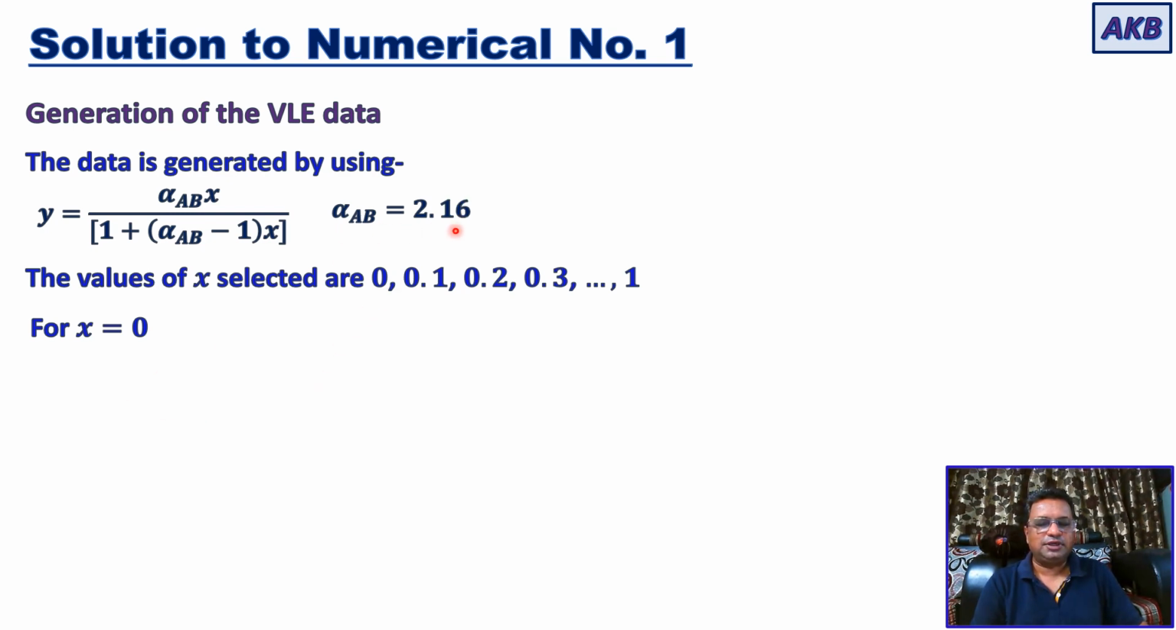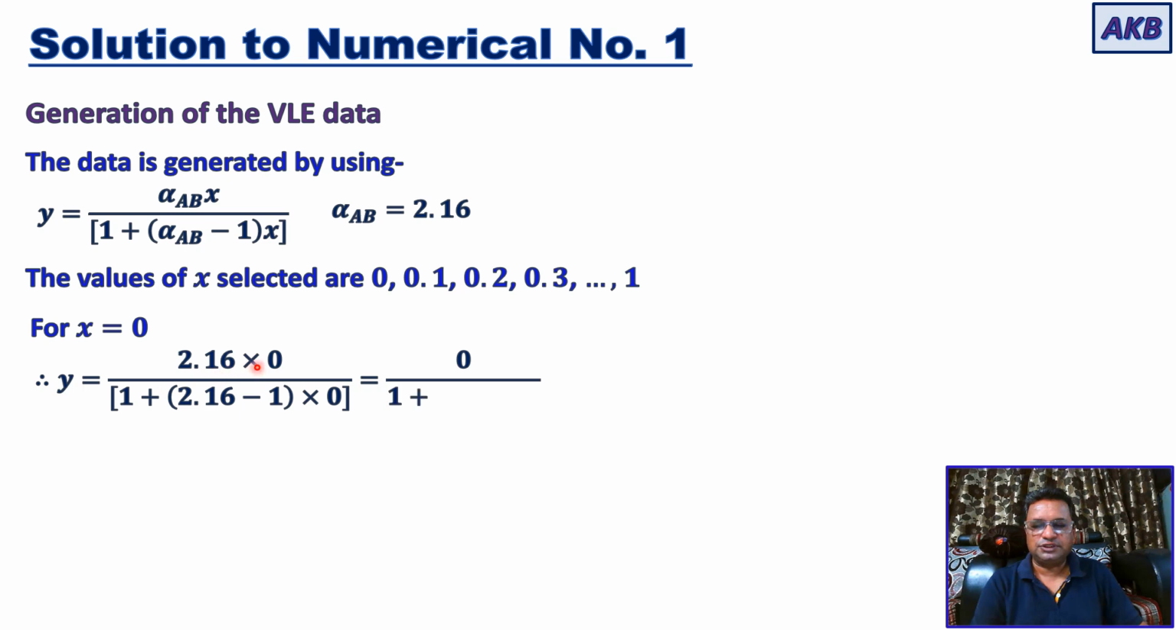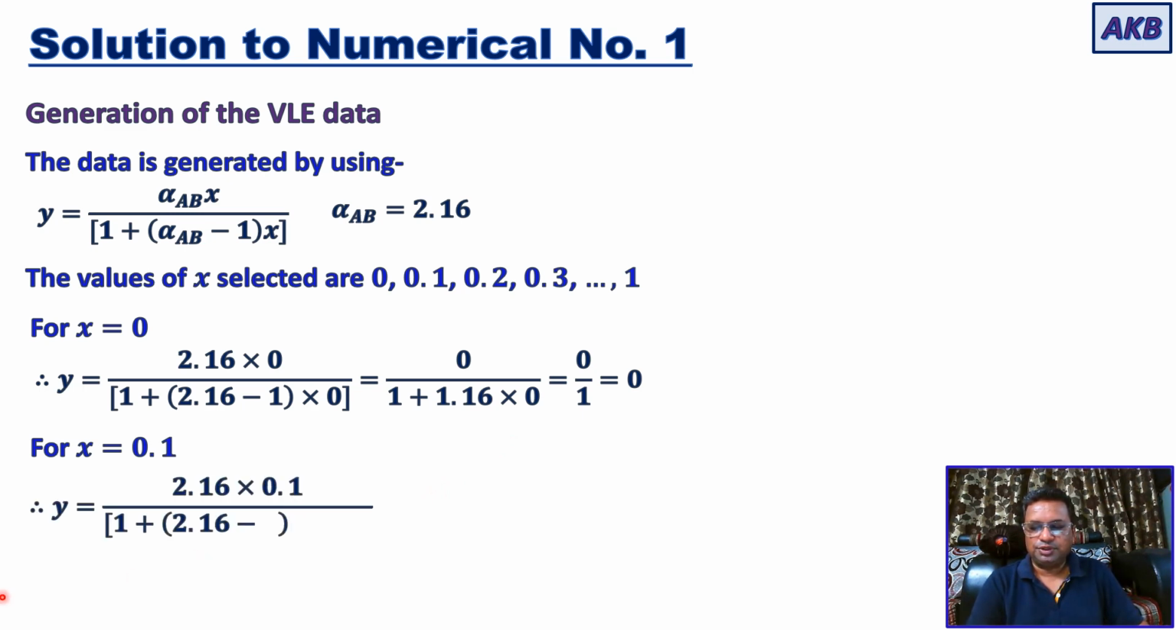Alpha AB is given to us, it is 2.16. Now for x is equal to 0, y will be 2.16 into 0, so I'm replacing x with 0, divided by 1 plus 2.16 minus 1 into 0. That gives 0 upon 1 plus 0, that is 0 upon 1, which is 0. Now for x is equal to 0.1, you are going to get y in the same way.